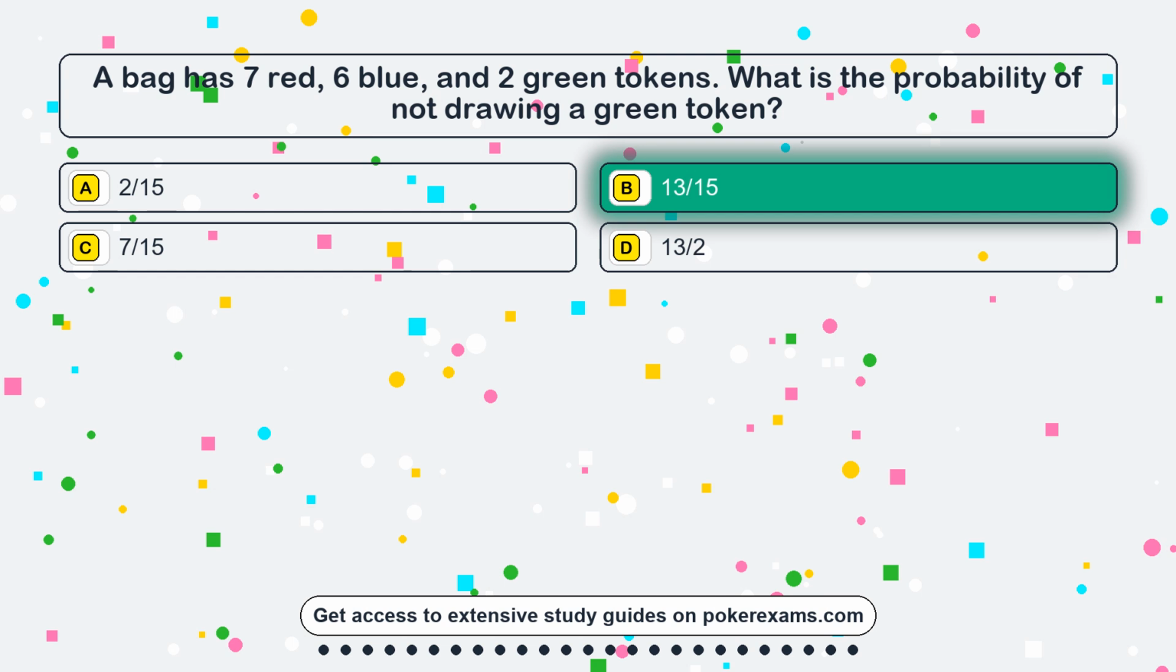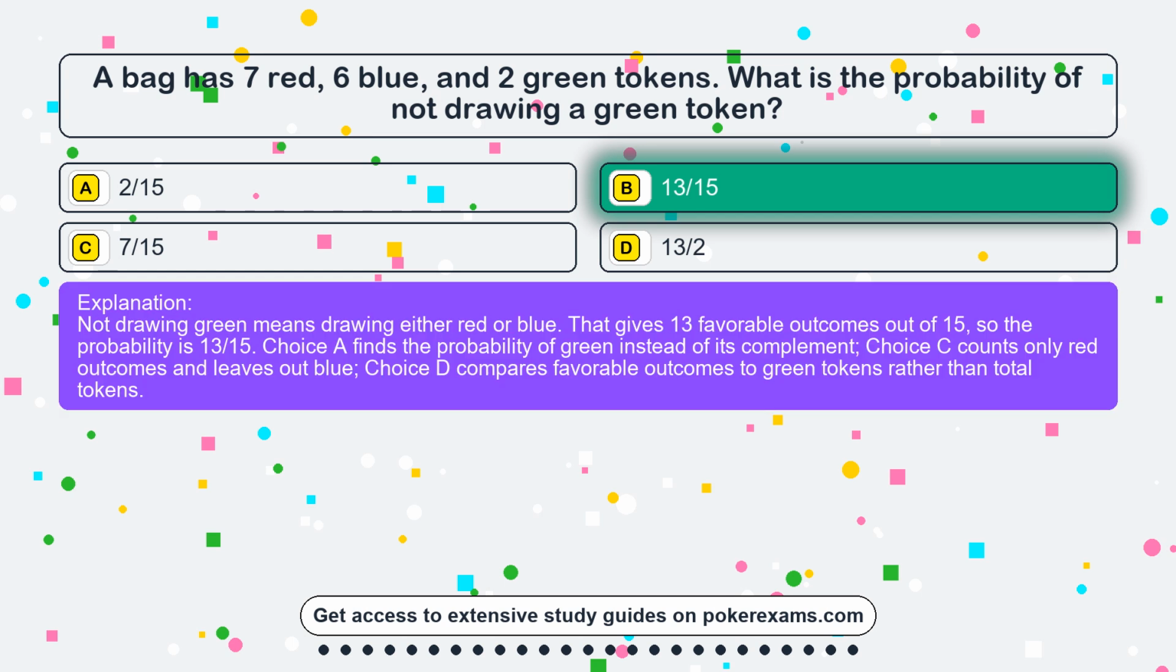The correct answer is option B. 13/15. Not drawing green means drawing either red or blue. That gives 13 favorable outcomes out of 15, so the probability is 13/15. Choice A finds the probability of green instead of its complement, choice C counts only red outcomes and leaves out blue, choice D compares favorable outcomes to green tokens rather than total tokens.